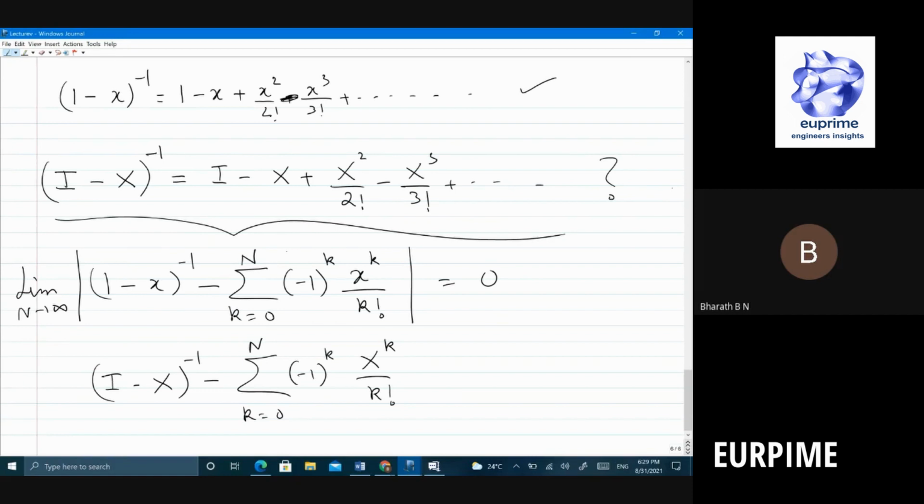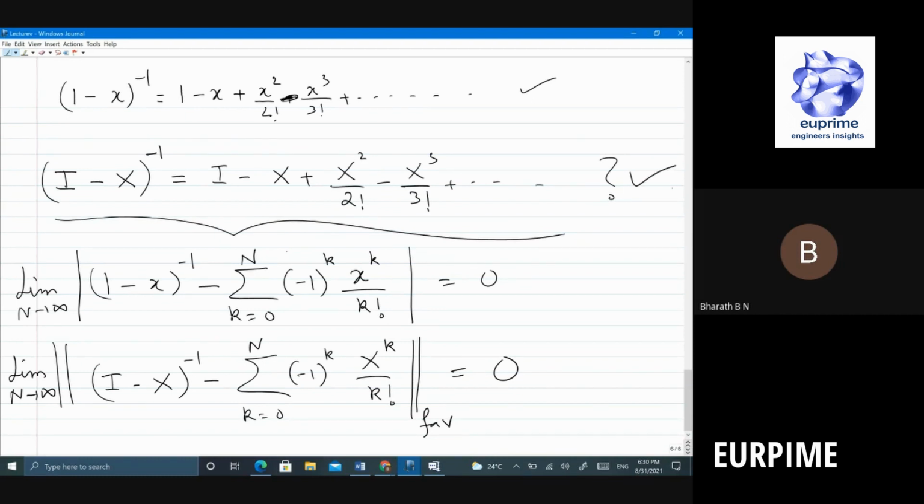Can I take absolute value, or what should I take? Some type of norm, right? Which type of norm should I pick? Well, does it matter which norm I pick? Equivalence of norms, right? So you take any norm, your favorite norm, and the limit as n tends to infinity of this is 0. This is the meaning of (I minus x) whole inverse in matrix, right? So this is the actual meaning. It turns out that this is true.